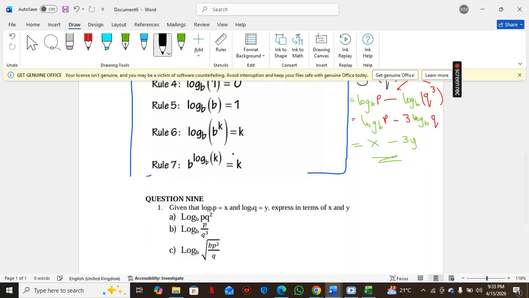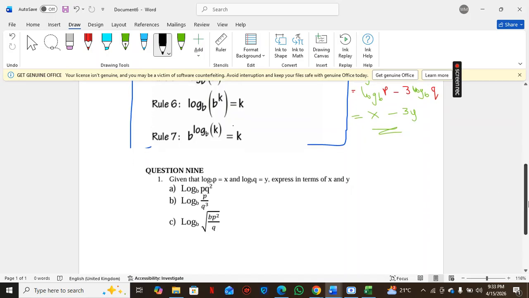Okay, log base b of the square root of b p squared over q. So here we're going to apply many rules. First, we need to separate this expression inside here.